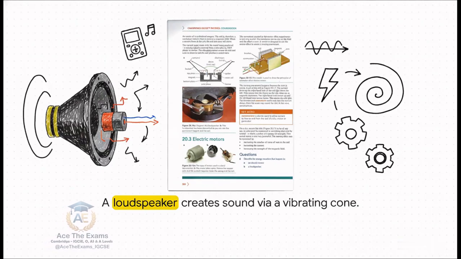It uses the exact same motor effect we just discussed. A varying electrical signal, like your favorite song, is passed through a coil of wires situated inside a cylindrical permanent magnet. Because the current is constantly changing its magnitude and direction, the resulting magnetic force on the coil constantly changes too. This forces the attached paper cone to rapidly vibrate back and forth, pushing the air and creating the sound waves you hear.